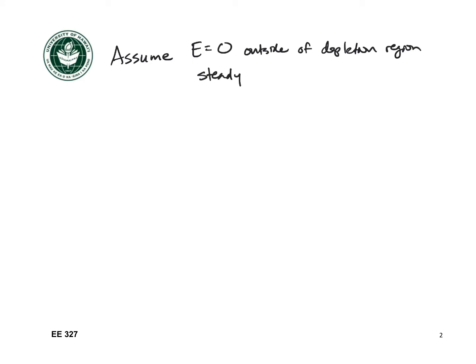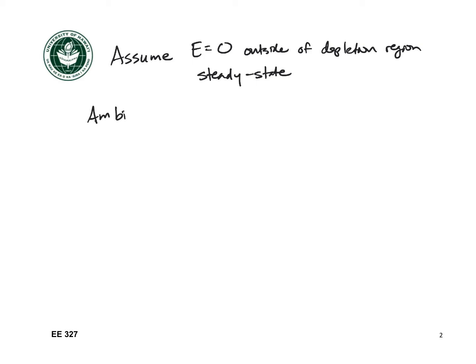So for the ambipolar transport equation, we're going to make a couple of assumptions that will simplify the equation. So we will assume that the electric field goes to 0 outside of the depletion region. And we'll also assume that this photodiode is in steady state, so the excess carrier concentration is not changing with respect to time.